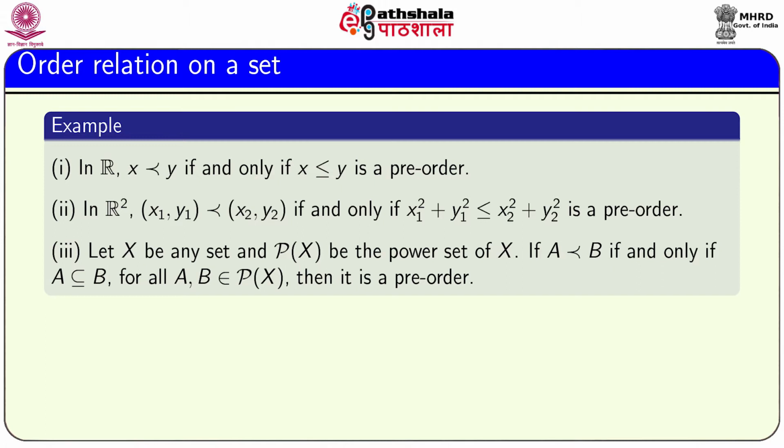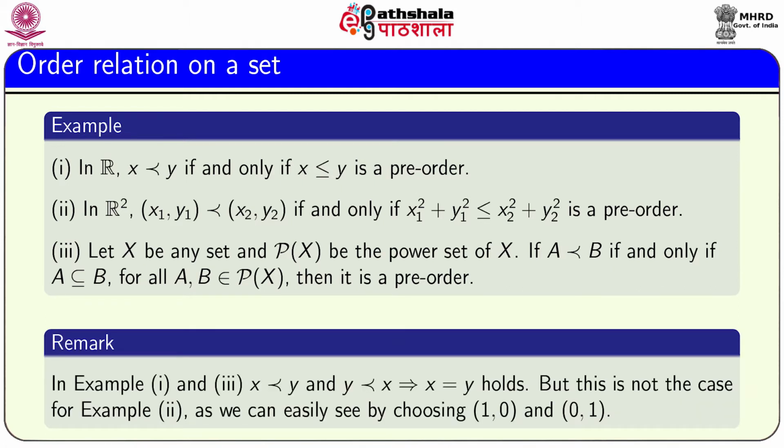Consider another example, that we take a set X and consider its power set P(X). Define a relation that A is related to B if and only if A is a subset of B. Then it is once again a pre-order.